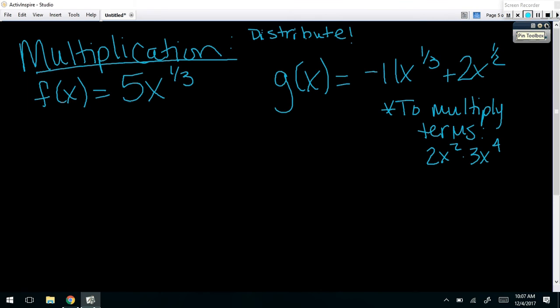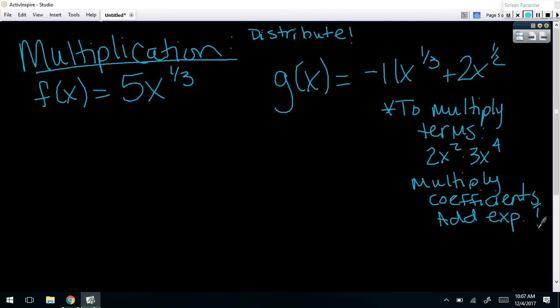If you were multiplying those two things, Kevin said you combine your exponents, and he's absolutely right, but I also have to do something else. You gotta multiply your coefficients. So to multiply terms, I multiply the coefficients, 2 times 3 equals 6, and add the exponents. So that would be 6x to the 6th.